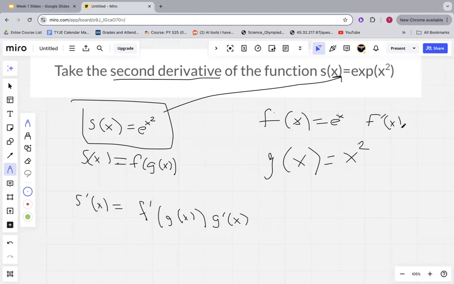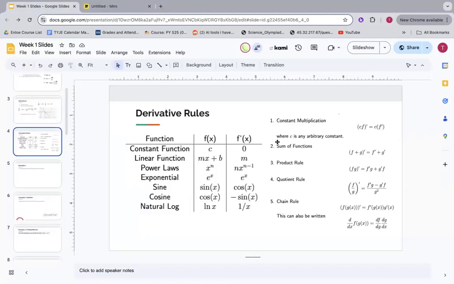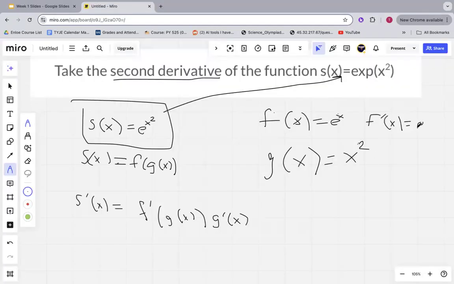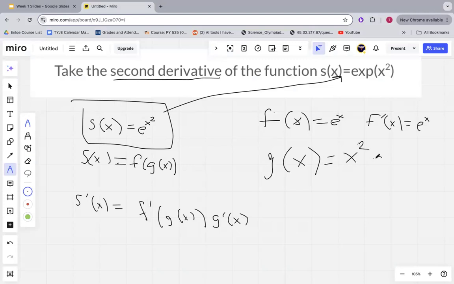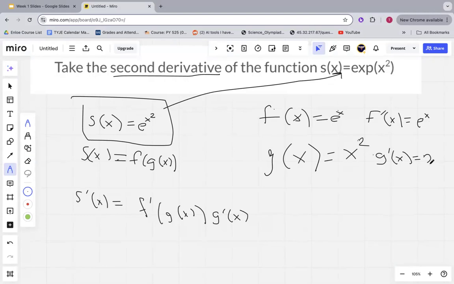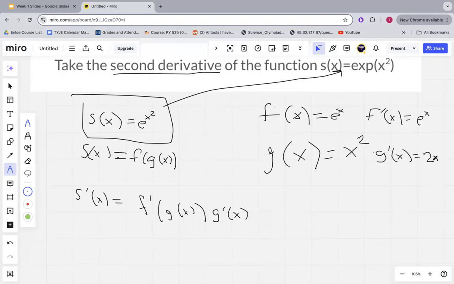All right, well, let's go back to the sheet. E to the x derivative is just e to the x. That sounds good. And g of x equals x squared. Well, that looks like a power law. We bring the n down and decrease by 1, we just get 2x. So g prime of x equals 2x. Does everyone understand those two? I know I went kind of fast on g of x, but this is a very, very common derivative.